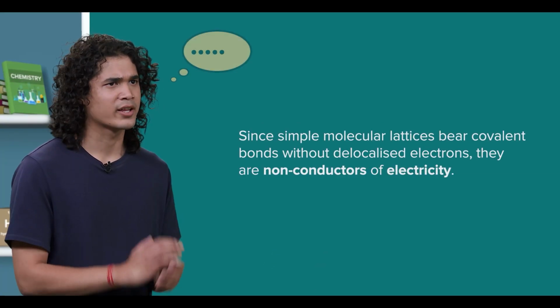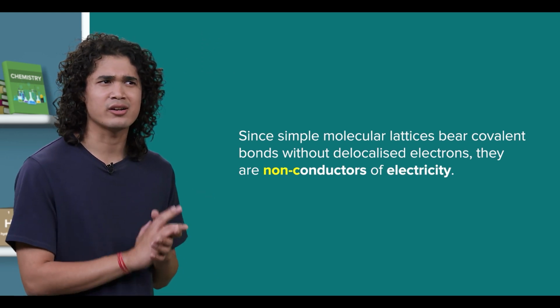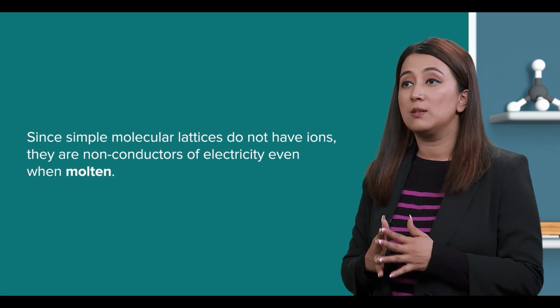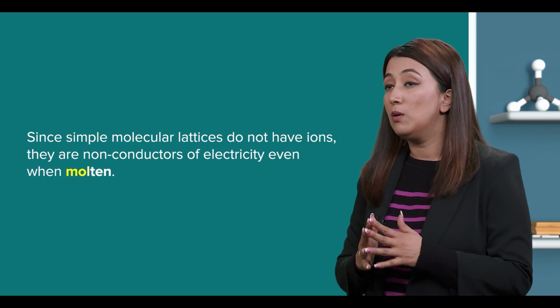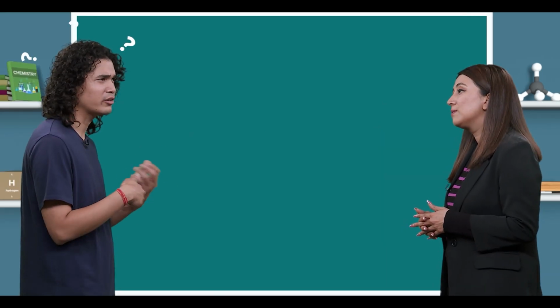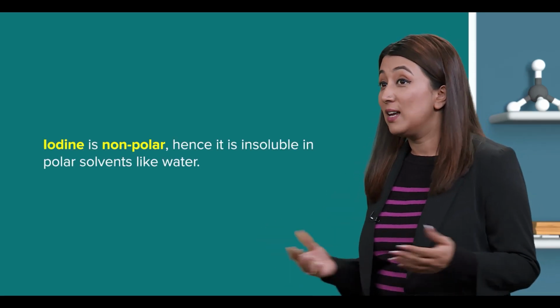Nicely explained. Do you know any of the other properties of a simple molecular lattice? Since they have covalent bonds without delocalized electrons, they are non-conductors of electricity. Correct. In addition to that, simple molecular lattices also can't conduct electricity even when molten because they don't have ions. Got it, teacher. How about their solubility? The same rule sticks. Since iodine is nonpolar, it is insoluble in polar solvents like water.